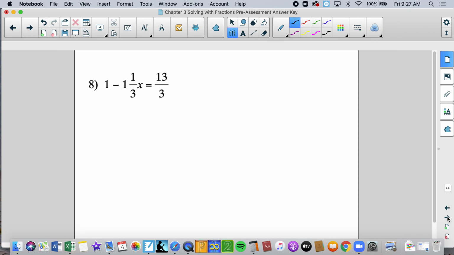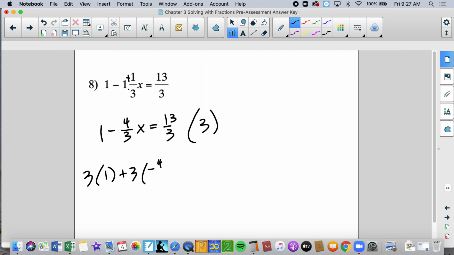Here we have 1 minus 4/3 x equals 13/3. We cannot skip the step even though they have the same denominators. This does not have an equivalent denominator, so we're going to multiply by the LCM, which is 3. 3 times 1 plus 3 times negative 4/3 x. That negative stays with the 4/3, not this 3. Make sure that's a positive 3 right there.